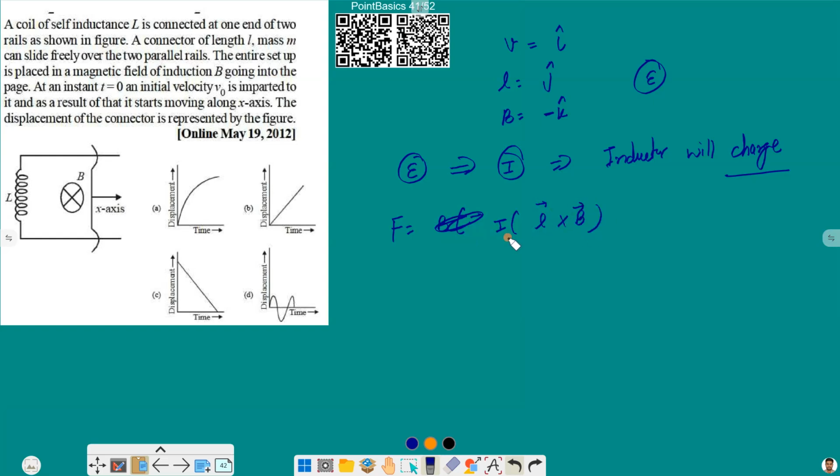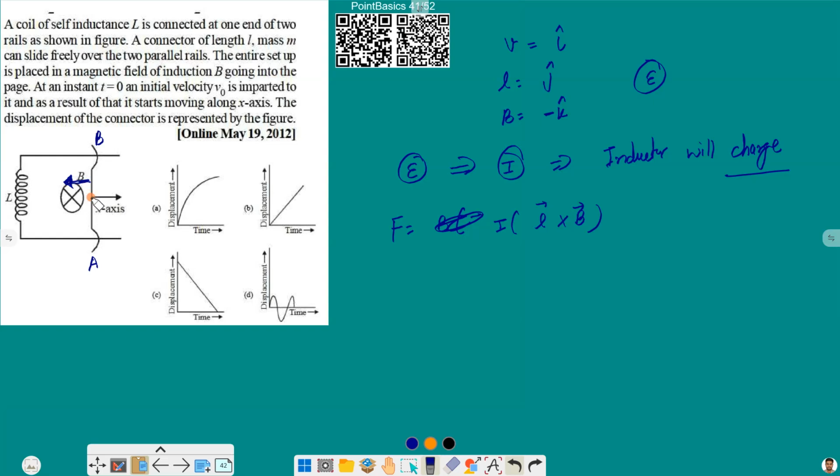This is the force on the conductor, and this force is such that it opposes the motion, because this force is due to induced current, and induced current always opposes the motion. That's Lenz's law. The motion of our conductor AB is towards the positive x direction, so this force will be acting in the negative x direction, so it can oppose the motion of this conductor.